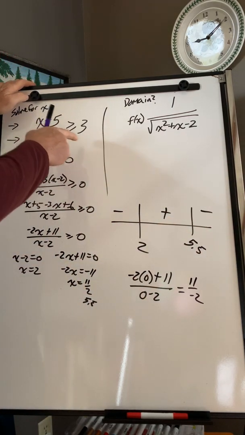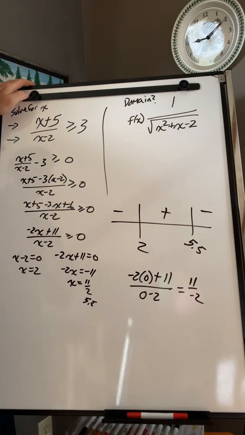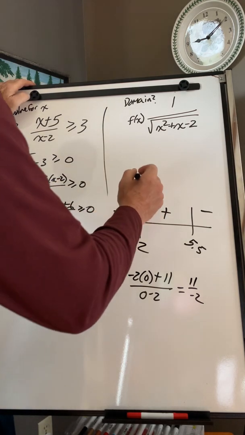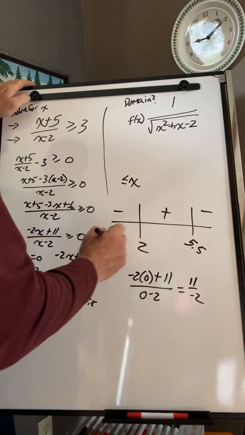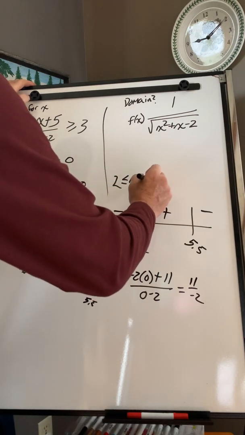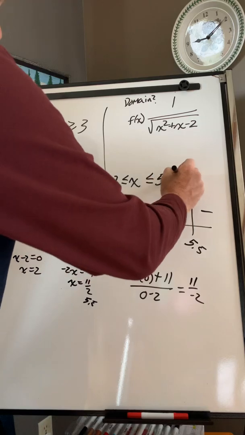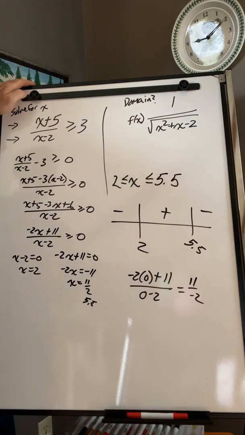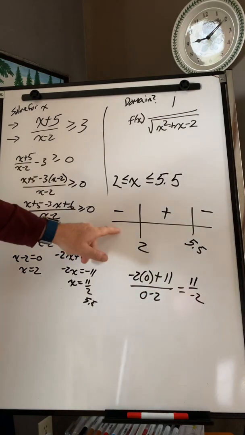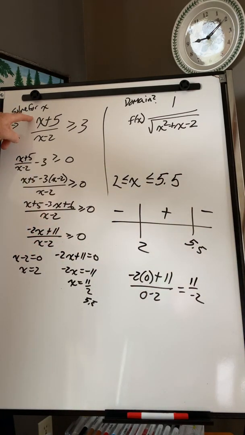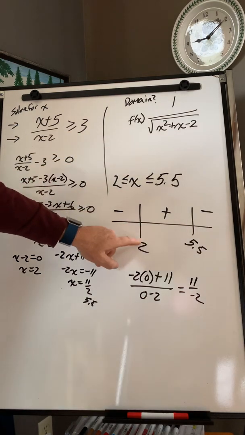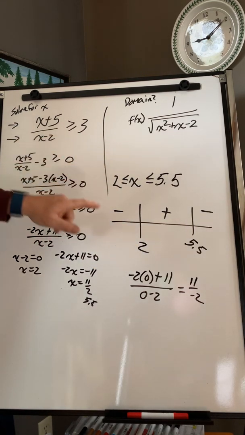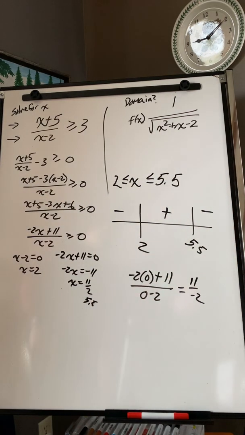We want our answer to be greater than or equal to 0, so that means we want it positive. So in this particular question, x will be greater than or equal to 2 but less than or equal to 5.5. The reason why: we sub 0 into the original to check, so we get 5 over -2 greater than or equal to 3. Not a true statement. So the only true statements for this original will be between 2 and 5.5. So that's one.